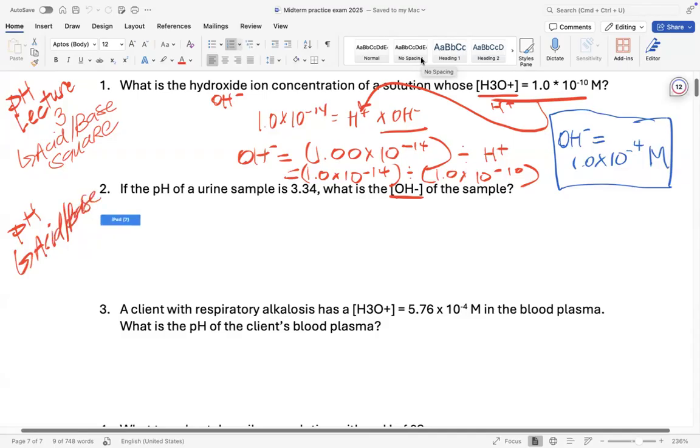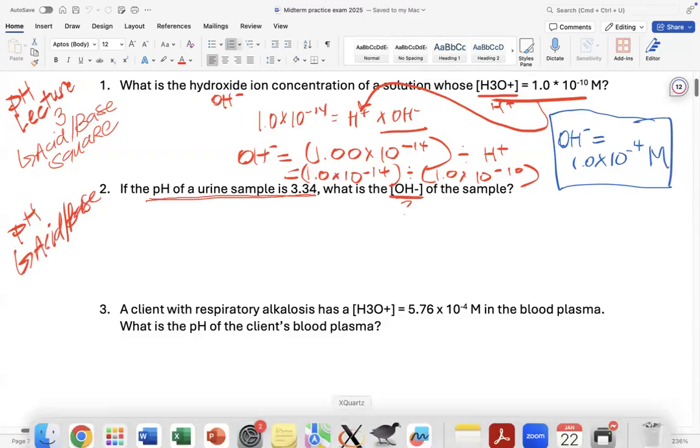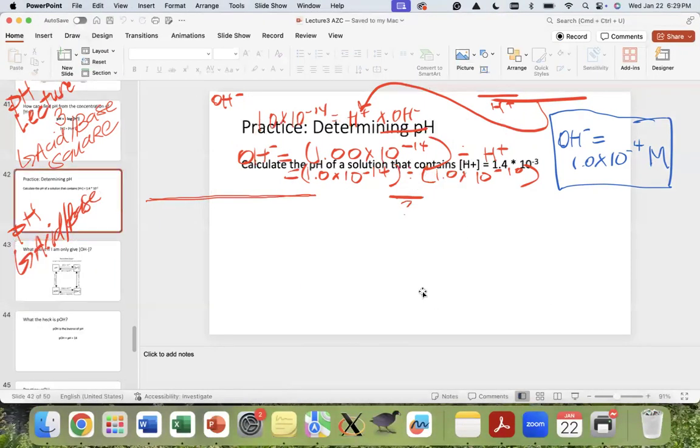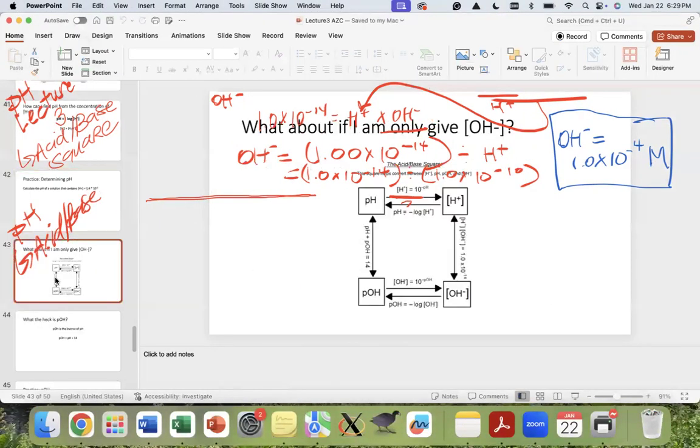So this time it's giving us the pH and it wants us to find OH. So again, we're trying to find OH, but now we're coming at it from a different angle. Okay. So now we're given this guy and we're trying to find OH. All right. There's no direct relationship. Can't do that. So we have to do 2 steps.